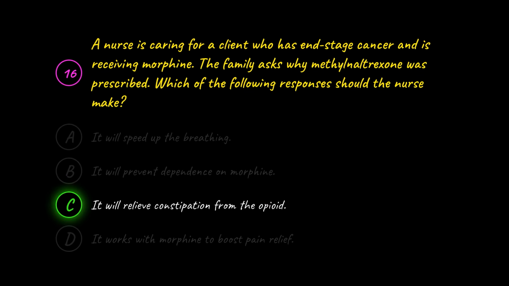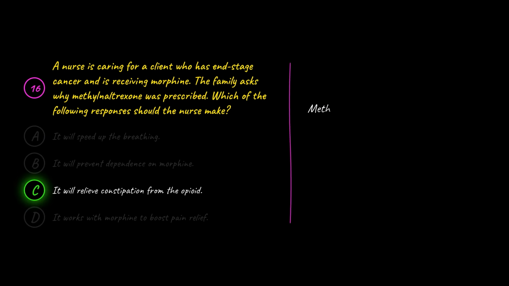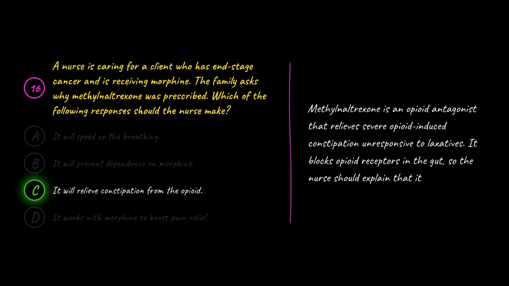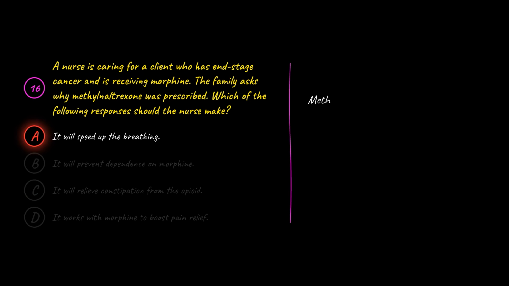The correct answer is C. It will relieve constipation from the opioid. C is correct because methyl naltrexone is an opioid antagonist that relieves severe opioid-induced constipation, unresponsive to laxatives. It blocks opioid receptors in the gut, so the nurse should explain that it treats the client's constipation rather than altering pain control. A is wrong because methyl naltrexone does not increase respirations.